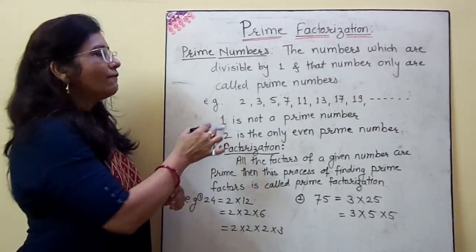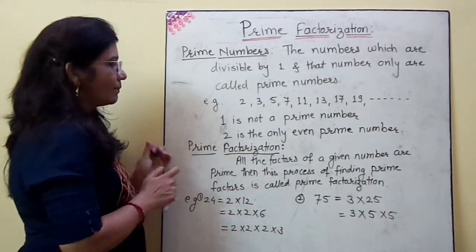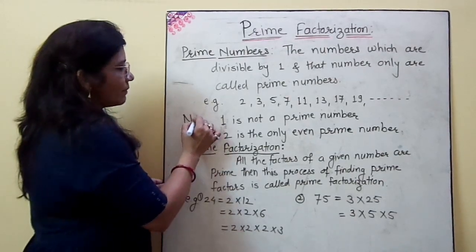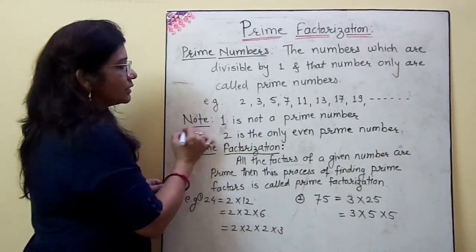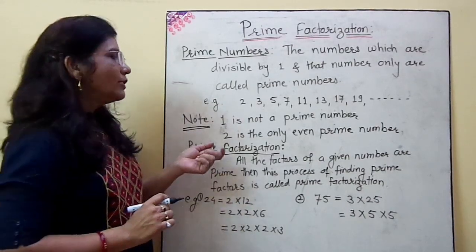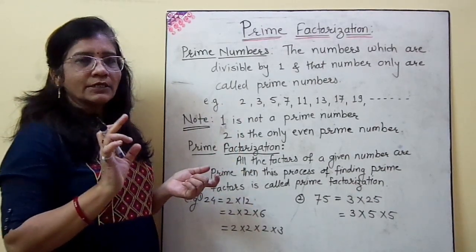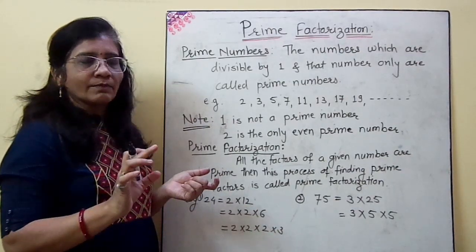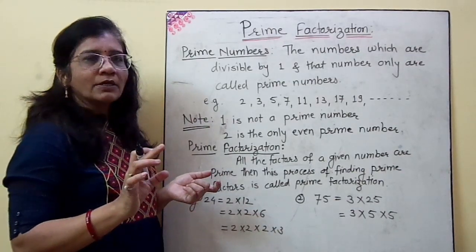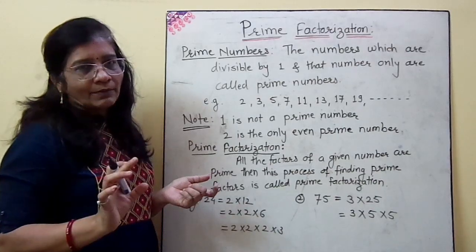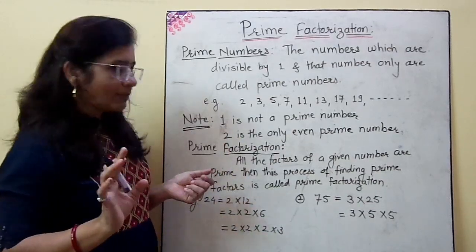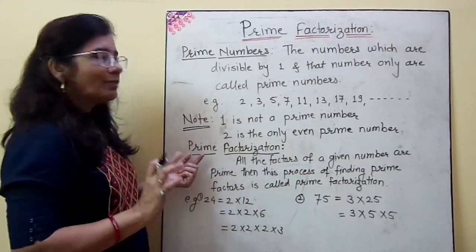Now one thing you have to remember, that 1 is not a prime number. 1 is not considered to be a prime number, and 2 is the only even prime number. It is a prime number and it is an even number. No other even number other than 2 is a prime number. So these two things you have to remember. Now we will go to prime factorization.